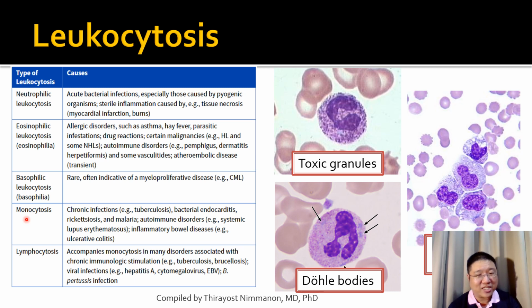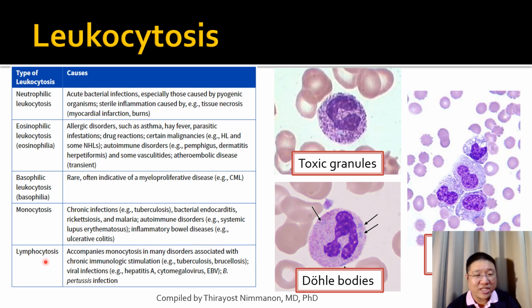Monocytosis is an increase in the number of monocytes within the blood circulation. So monocytes, when they enter tissues, will become macrophages or histiocytes. As we know, histiocytes or macrophages are involved in different types of inflammations, including chronic infections, bacterial endocarditis, autoimmune disease, and also inflammatory bowel disease. So these conditions are chronic inflammatory diseases.